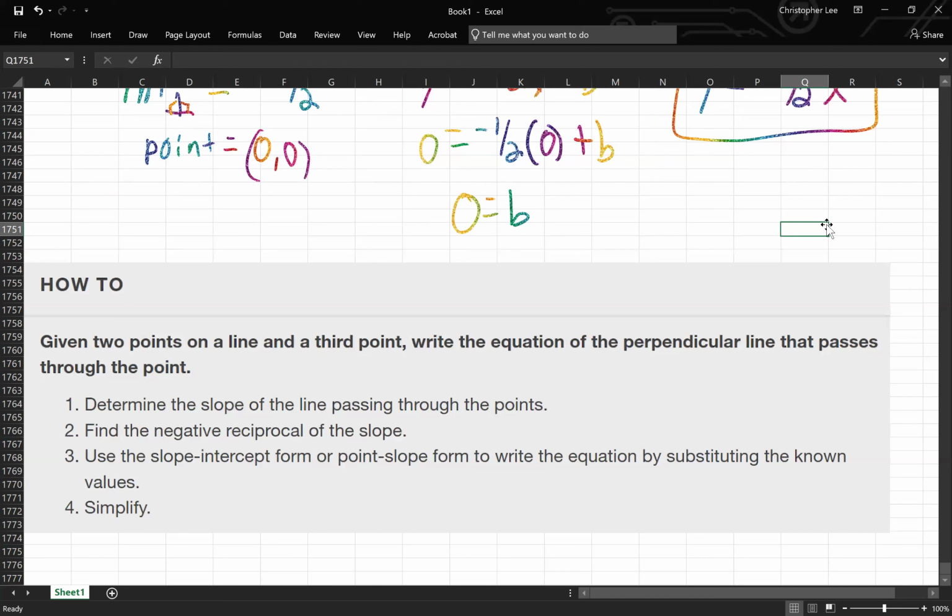Okay, so little how to. So given 2 points on a line and a third point, write an equation of the perpendicular line that passes through the point. Here's how you do it. Step 1, determine the slope of the line through the passing point. Step 2, find the negative reciprocal of the slope. Step 3, use slope-intercept form or the point-slope formula to write the equation by substituting the unknown value. Step 4, simplify. That's it.